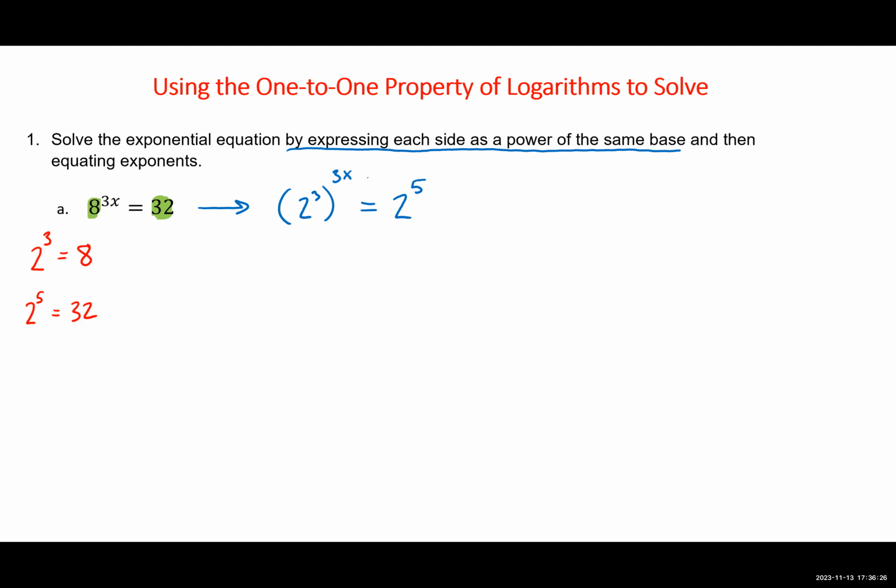All right, and then if you look at the left-hand side of the equation that I just wrote in blue, 2 to the third power in parentheses and then raised to the 3x power, well, we have one of our rules of exponents. When you have a power raised to another power, you multiply those exponents. So that's 2 to the power of 3 times 3x. 3 times 3x is 9x, so that's 2 to the power of 9x is equal to 2 to the fifth power.